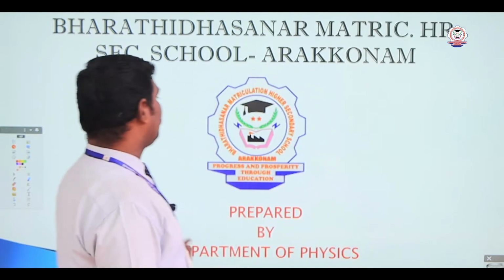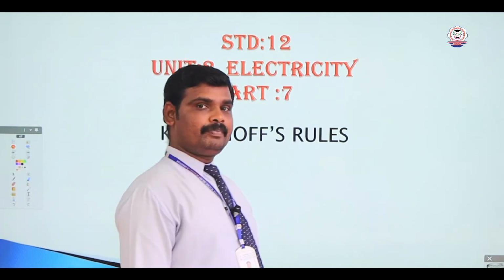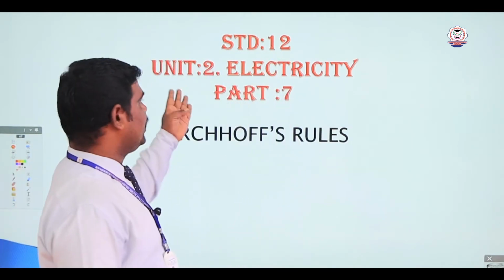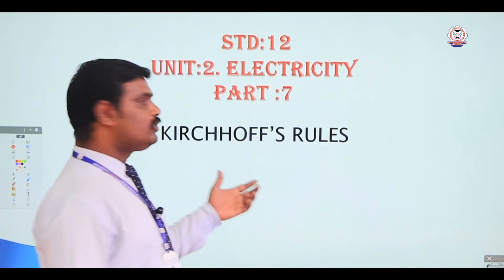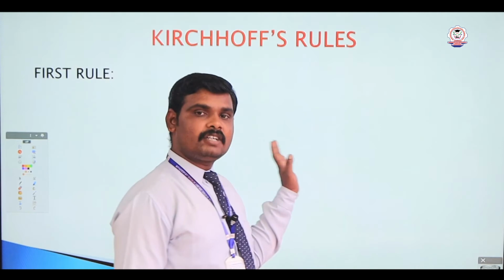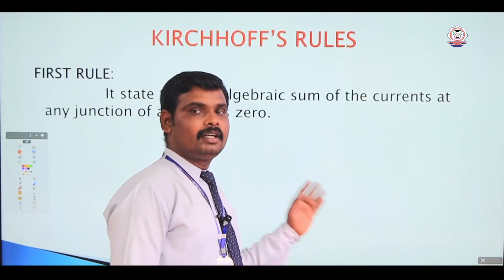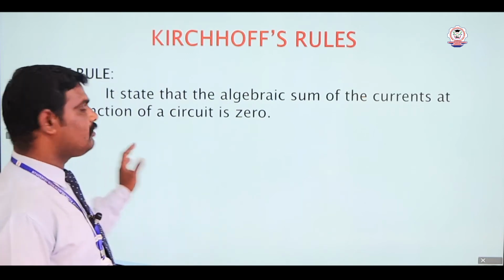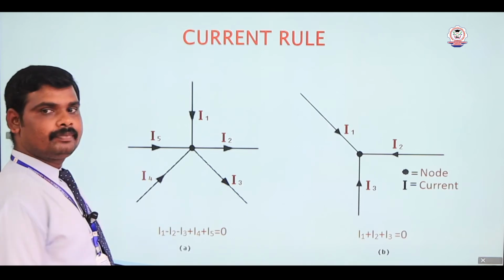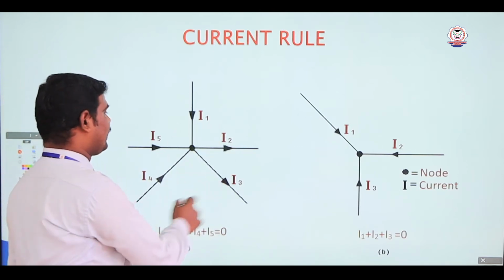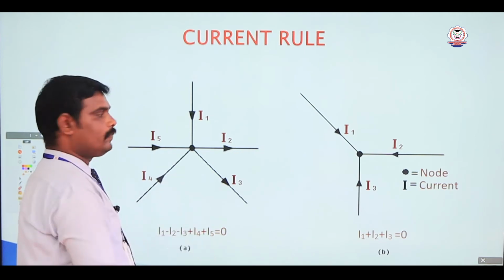Today I am going to take a new topic from the 12th standard, second unit, electricity, part 7, Kirchhoff's rule. Kirchhoff's first rule: the algebraic sum of the electric currents meeting at any junction of the circuit is 0. Which means the n number of electric currents meeting at any junction is equal to 0.